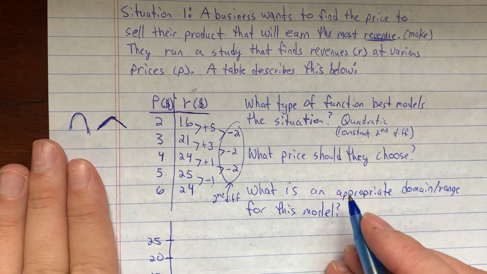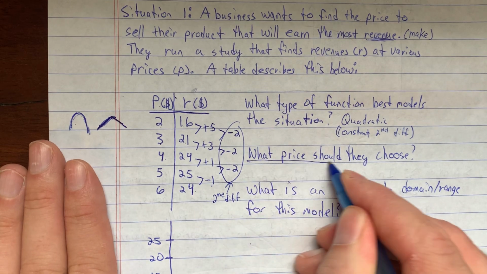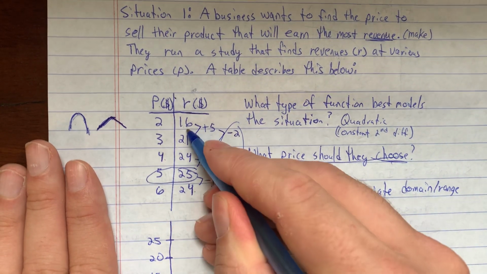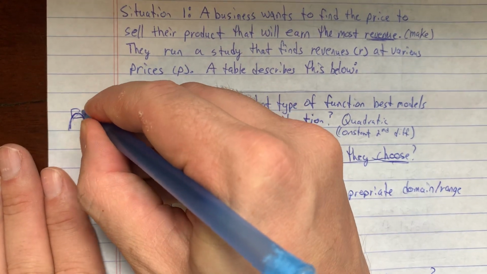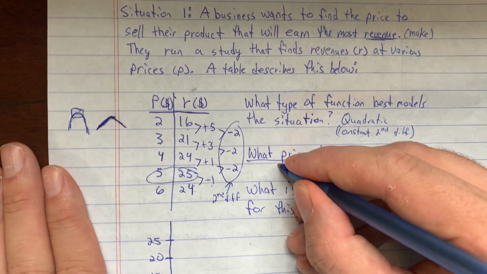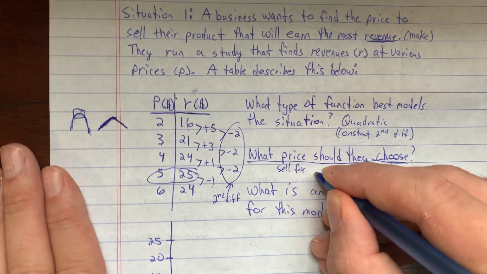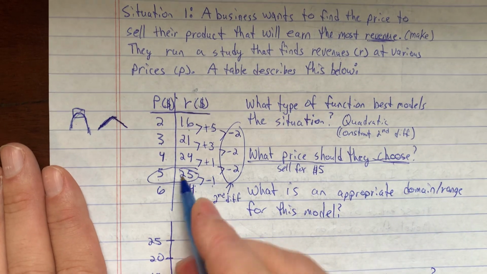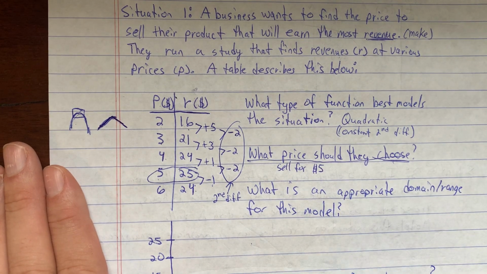Okay. So now let's look at what price should they choose. Well, we can do this without really any math. We can just look right here and see that it went up and it came back down. This is the vertex point. They should choose to sell for $5 per unit, and they'll end up making $25.